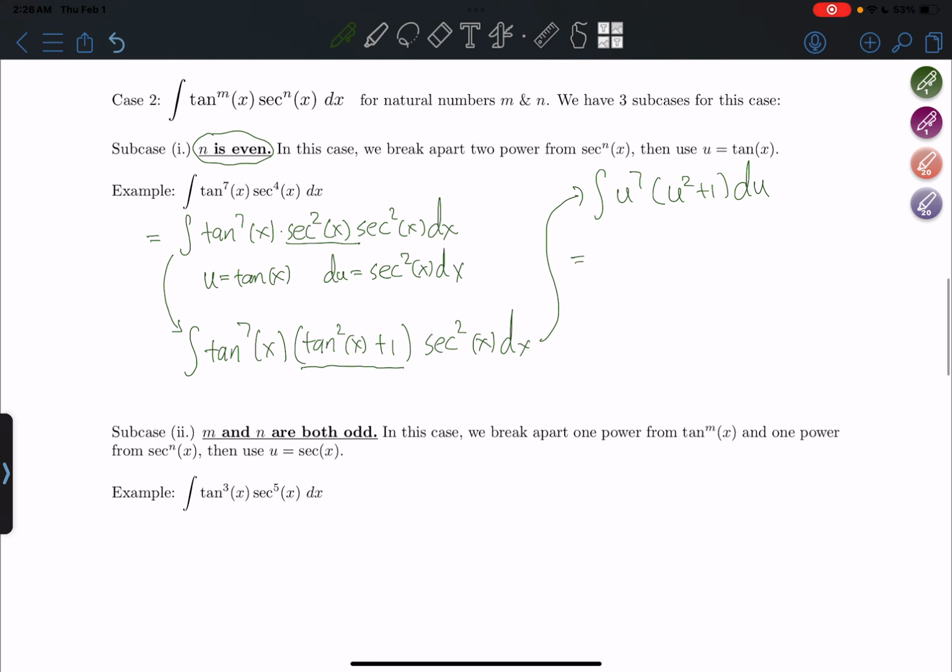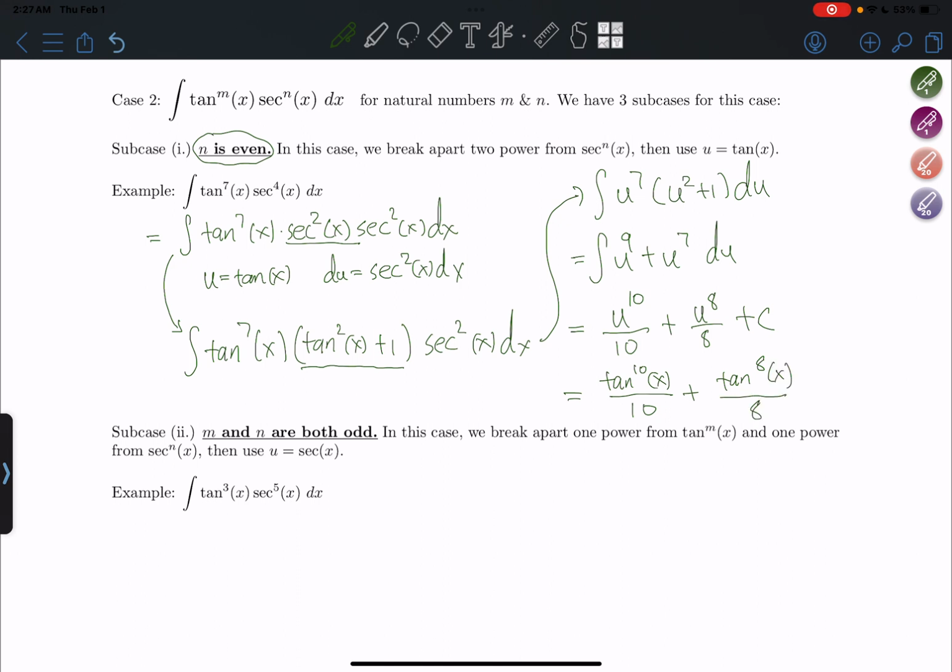And now I distribute that polynomial, u to the 9th plus u to the 7th du, and very easy integration here. So u to the 10th over 10 plus u to the 8th over 8 plus c, and you just have to back substitute. So u is equal to tangent, so the answer is simply tangent to the 10th x over 10 plus tangent to the 8th x over 8. And again, don't forget that plus c.